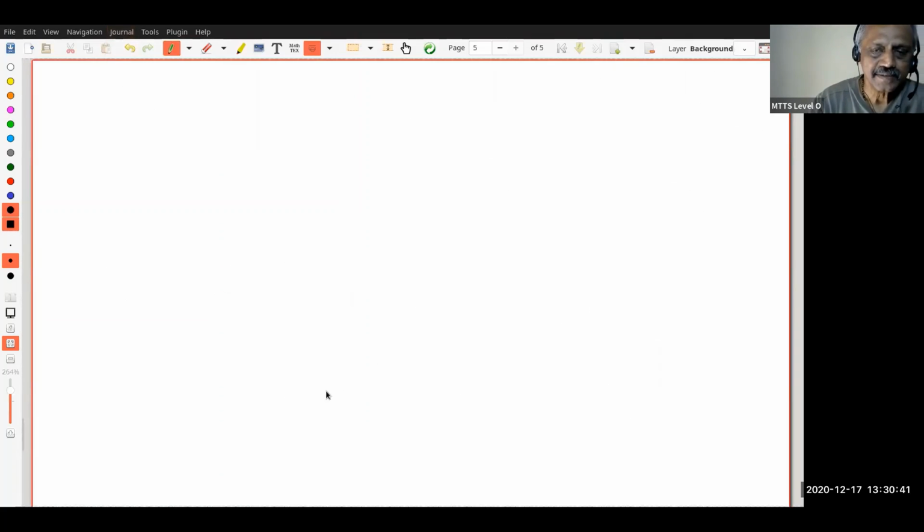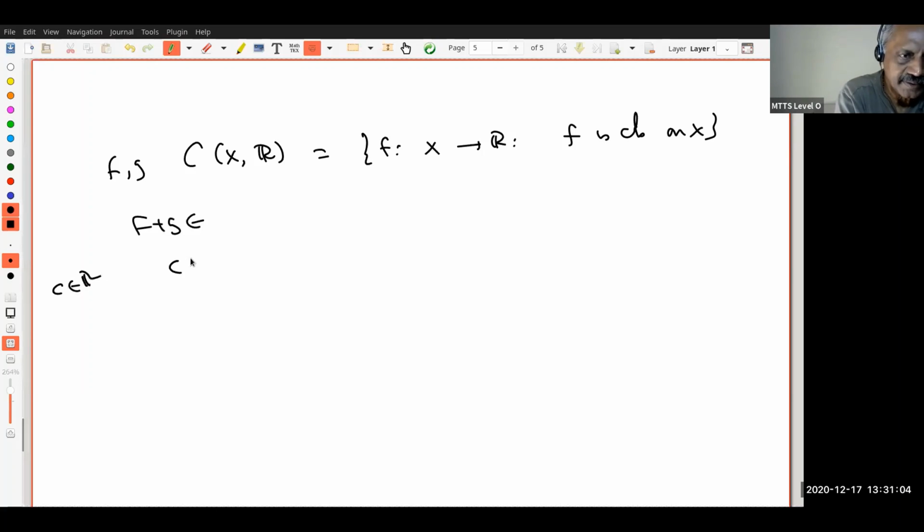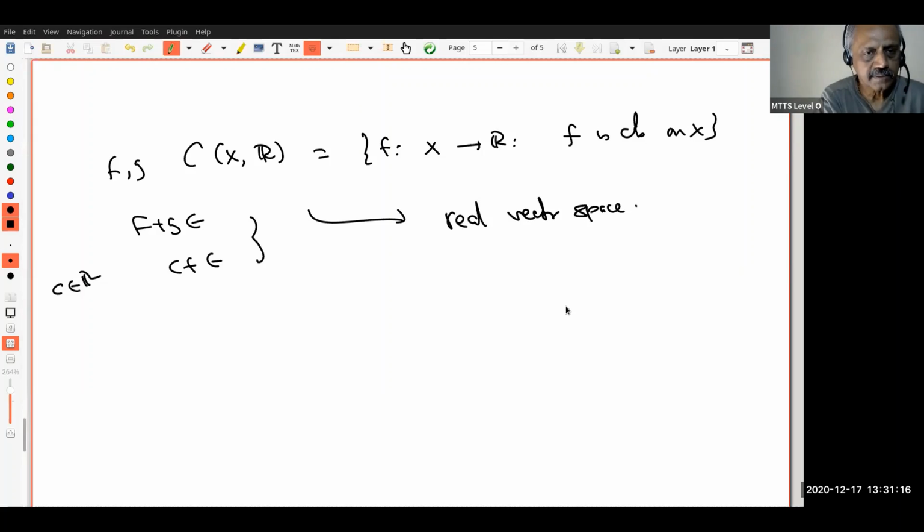Now, very good. So what have we shown? Let us look at C(X, R) to be all functions from X to R which are continuous on X. If f and g belong to that, then f plus g belongs to this, and if c is a constant, c times f belongs to this. These two things already show that this is a vector space over the real numbers. Do you agree with that? Okay, next we also have something more.